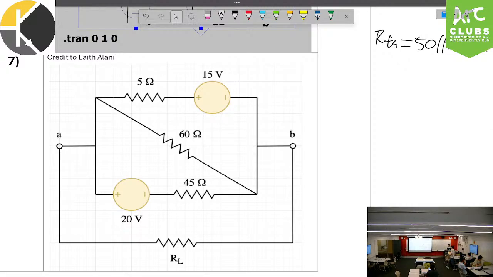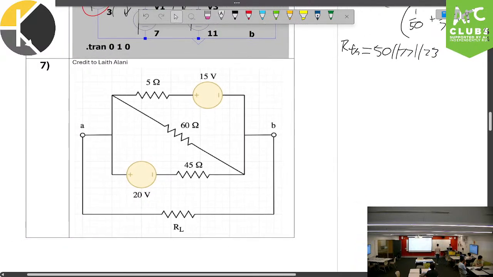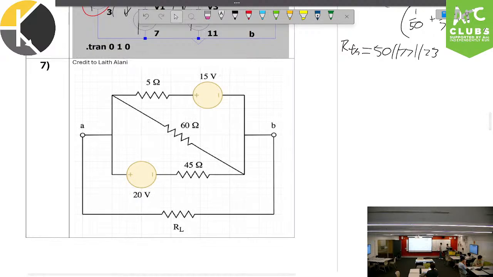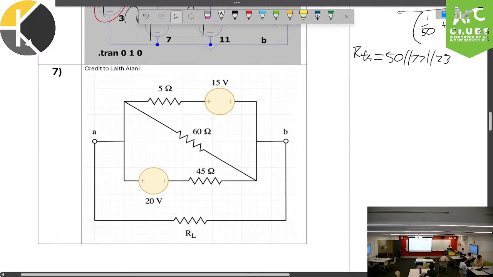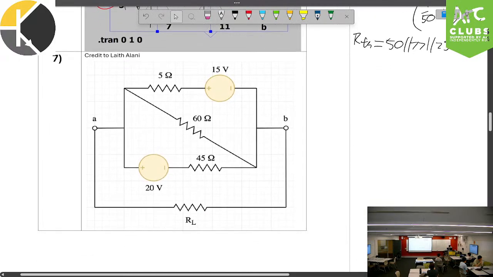Now, we have question 7 here, which I'm going to invite our trusty academics director, Laith Alani, to help us solve. This is a special question concerning max power transfer. All yours. Thanks, Otto. Hey guys, so I'll be just taking question 7 and I'll be doing the solutions for question 7, yeah.